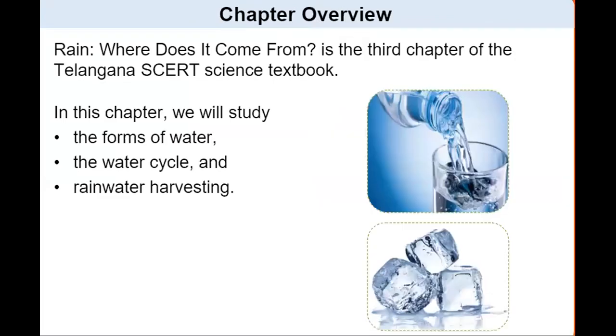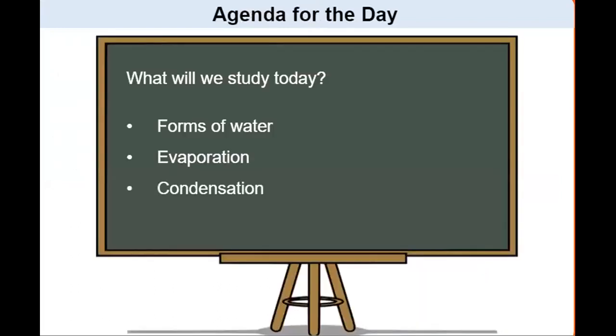The chapter overview, look at here. Rain, where does it come from? It is the third chapter of the Telangana SCERT science textbook. In this chapter, we will study the forms of water, the water cycle, and rainwater harvesting. In this class, we will study about forms of water, evaporation, and condensation.